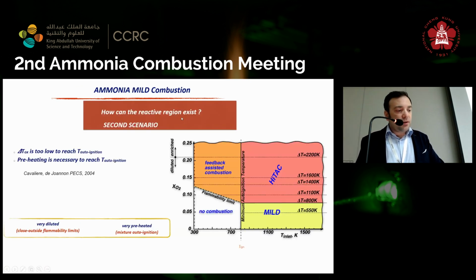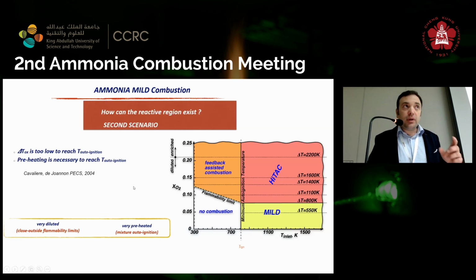So this kind of second scenario is called MILD combustion, and we can characterize it mainly on the basis of two characteristic parameters. Usually we have conditions that are very diluted and very preheated in order to stay outside the flammability limits and to obtain mixed auto-ignition. And of course we need a highly diluted condition because we need a maximum temperature increase that has to be lower than the auto-ignition temperature.